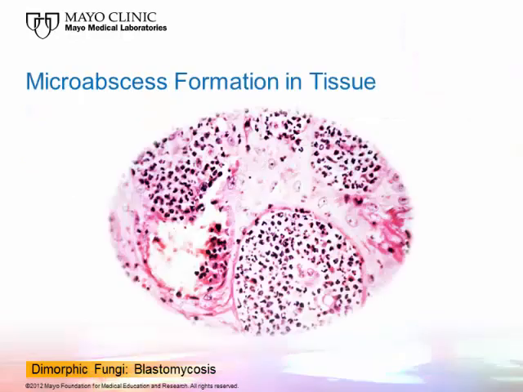This is an example of microabscess formation in tissue. If you look, you can see the walls of those abscesses, and they are filled with neutrophils. If you look closely at the one about 4 o'clock, you'll see that there are some round cells in there, and those are the cells of Blastomyces. And the other cells are all neutrophils.